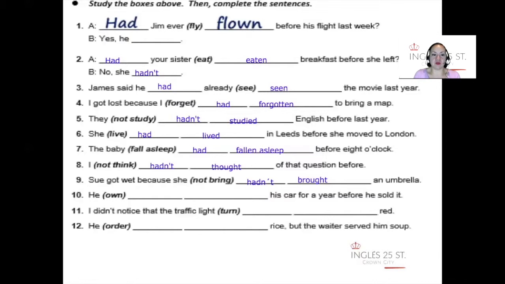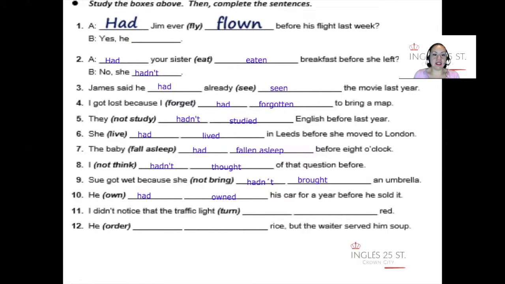Number 10, Jesus. He owned his car for a year before he sold it. Okay. He had owned his car for a year before he sold it. Excellent. Very good. Thank you.